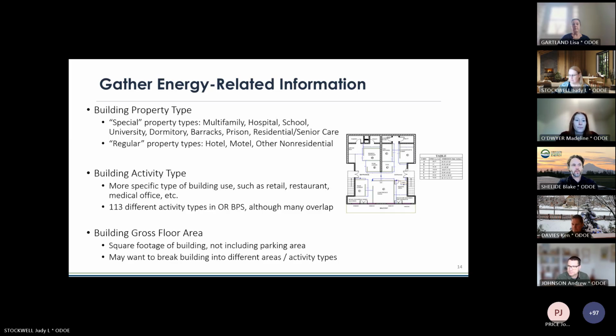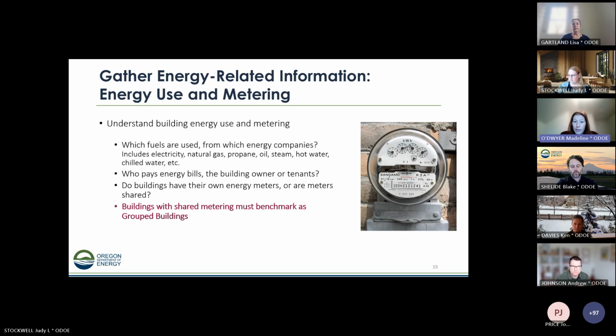Next slide, please. Now, the other piece of energy-related information you'll need to collect is the energy use and metering. This is because energy use intensity is all based on the energy that you use in your building. This information can be found through utility bills. It can be found through energy meters. It can be found through invoices. All this information is helpful, and it is how you'll figure out what your energy use intensity is. Next slide, please.